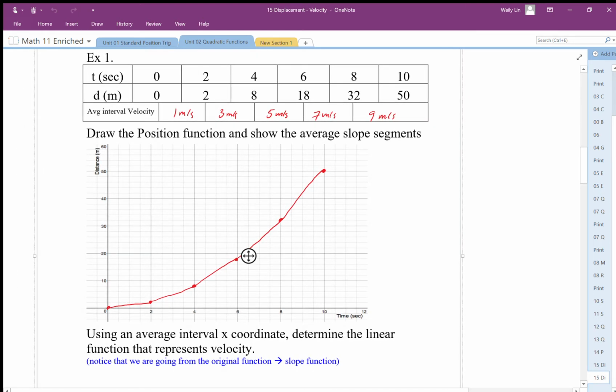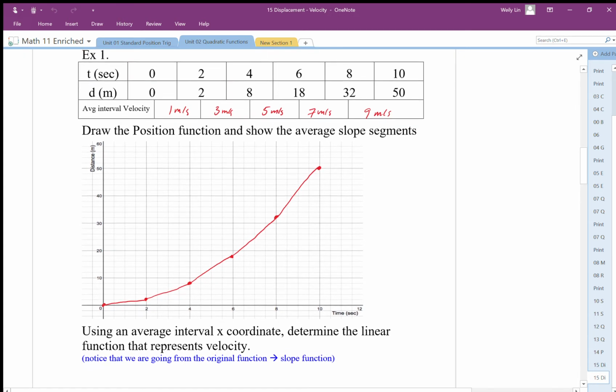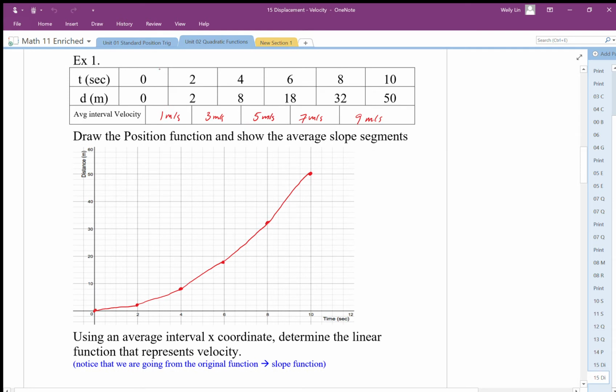So now that we have the average interval velocity, we can see that it's a linear pattern. We can come up with a linear function for the velocity. If we use the midpoint time, then for between 0 and 2 seconds, we'll use 1 second. Between 2 and 4 seconds is 3 seconds, 5 seconds, 7 seconds, 9 seconds.